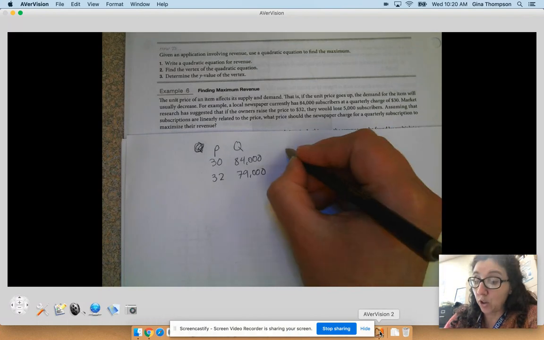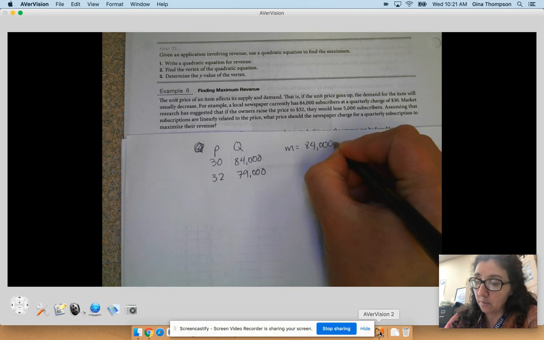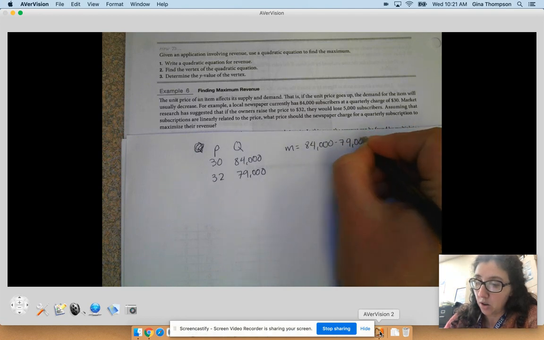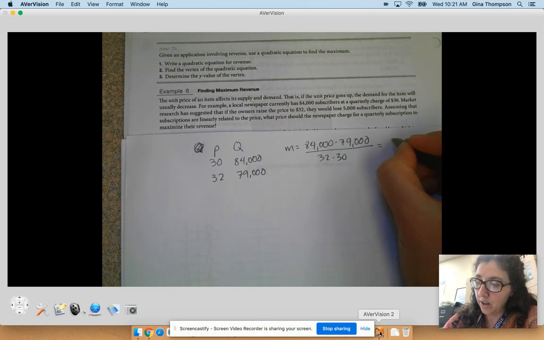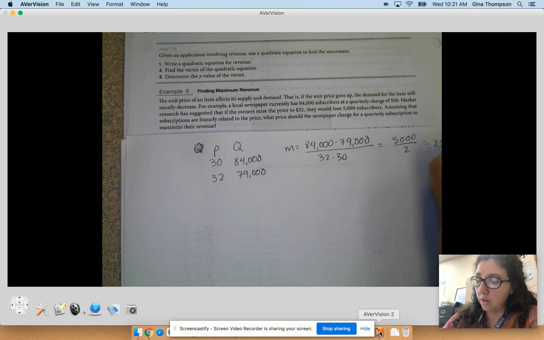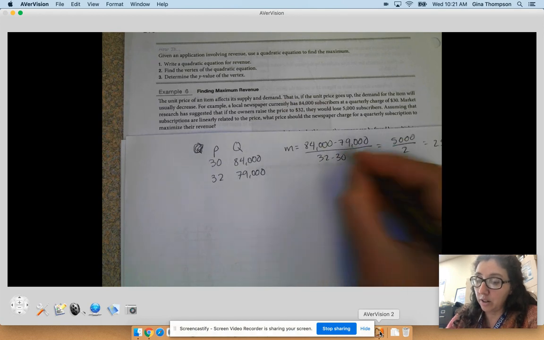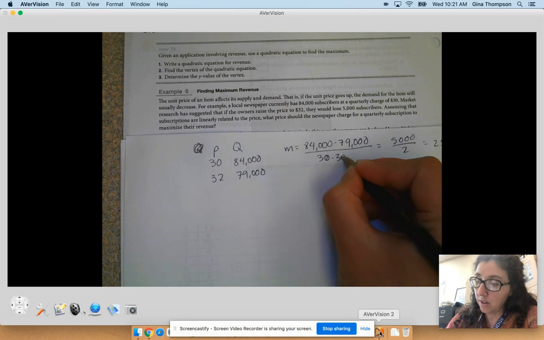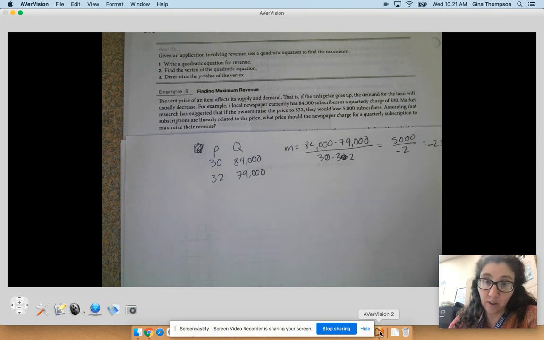So first we'll have to find the slope, right? So slope is going to be change in y over change in x. So 5,000 over $2, so 25. For every dollar they raise the price, they're going to lose. Did I do this right? Nope. See, look. This should be 30 and that should be 32 because we want this to be negative, right? For every dollar that they raise the price, they're going to lose 2,500 subscribers.